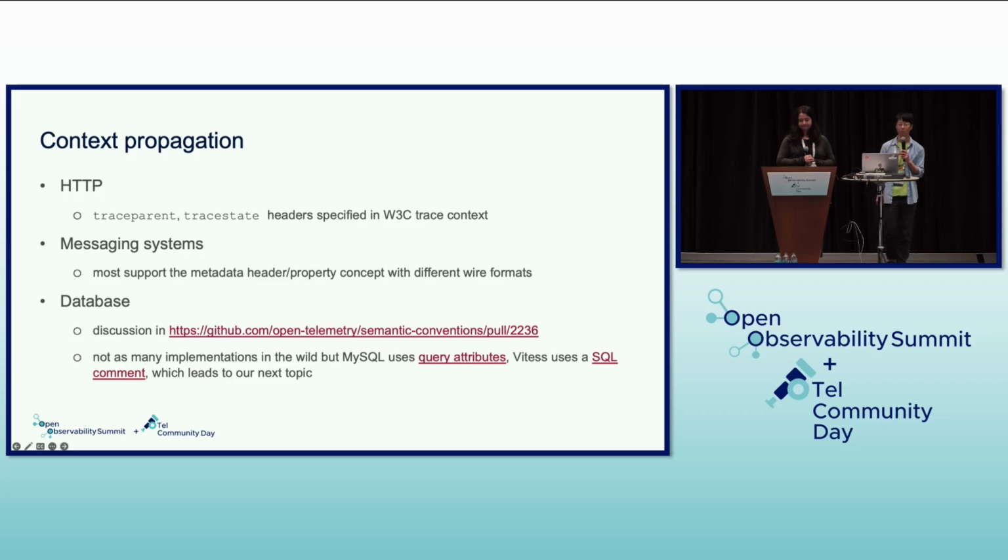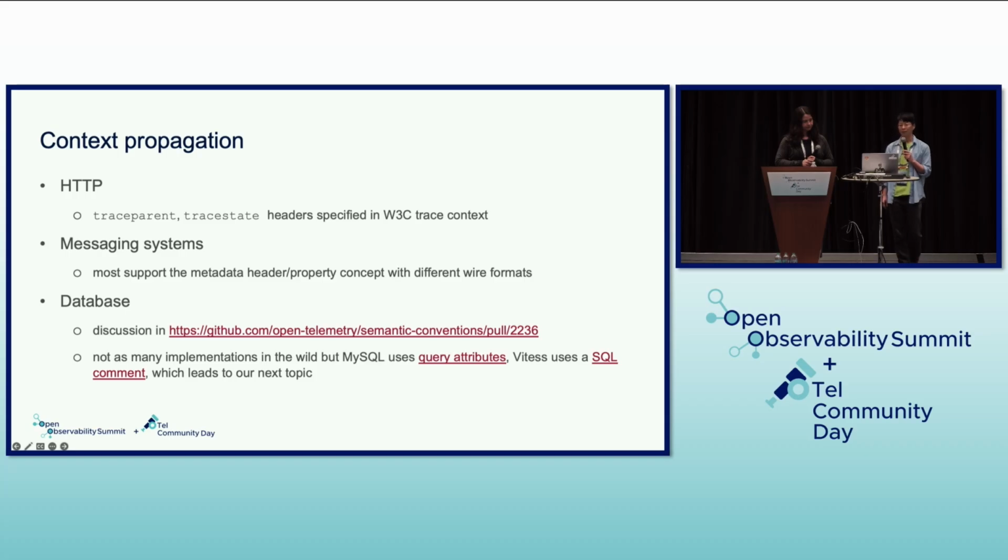So a little bit about context propagation. As we saw before, for HTTP, it's pretty well defined in the W3C trace context spec. It's propagated via the traceparent and tracestate headers. For messaging systems, most systems support the metadata header or property concept, and we see a lot of OTel SDKs implementing them this way, even though there's no explicit spec.